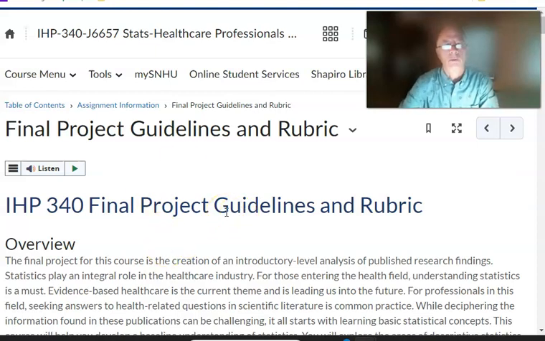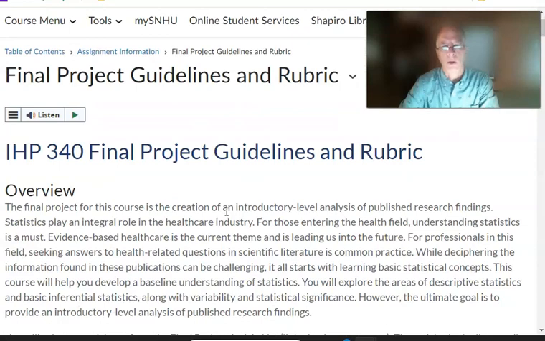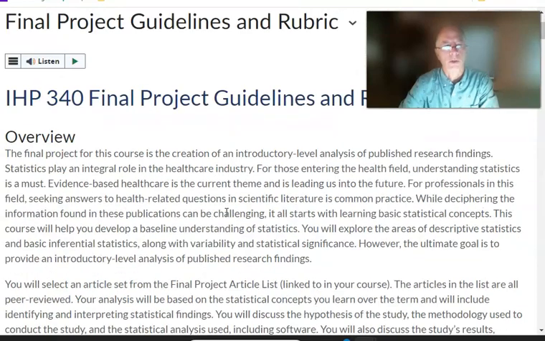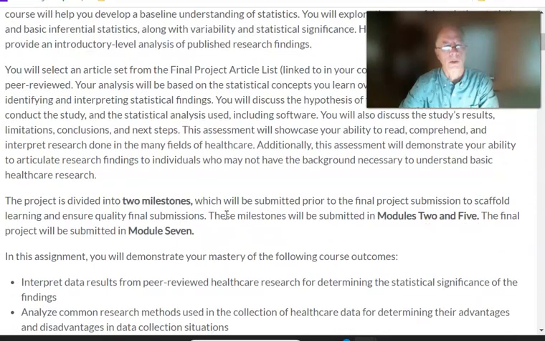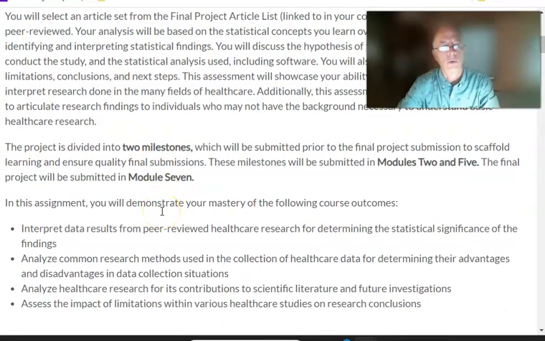So you can read through that after clicking on Unit Module 7. The rubric, a link to the rubric is there. And we're going right for the jugular here, which will cover milestones 1 and 2.